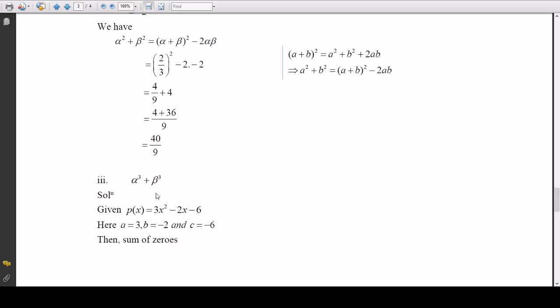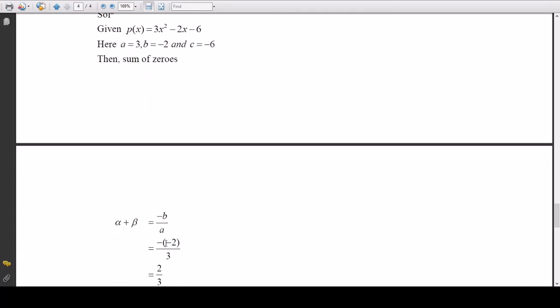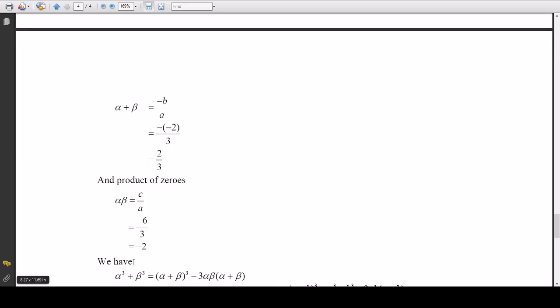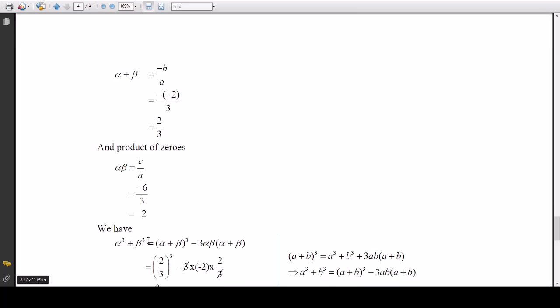Next, alpha cubed plus beta cubed, the same thing here. Since the polynomial is the same, we have to find the value of alpha cubed plus beta cubed for the same polynomial. Here a, b, c is the same as we have discussed. The sum of zeros will be the same, that is 2 by 3. The product also will be minus 2, the same. We need to find alpha cubed plus beta cubed.